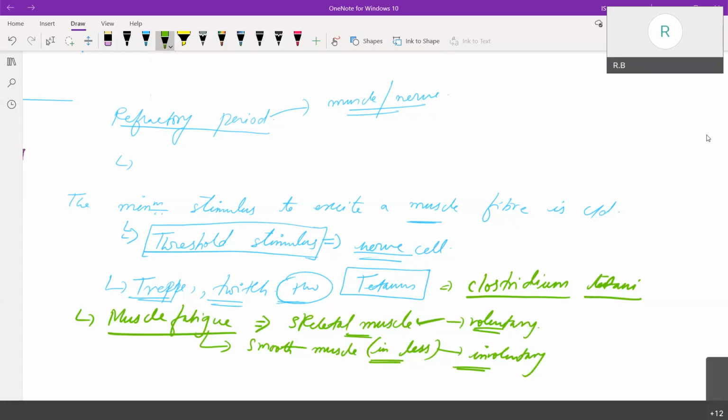Now, striations. We see striations, students. That is why skeletal muscle is called striated muscle. Now, cardiac muscle shows striation. Yes, ma'am. And smooth muscle? No striation is observed in smooth muscle, whereas in cardiac muscle, striation is seen. Now, so refractory period, threshold stimulus, tetanus, and fatigue. All these things are cleared.